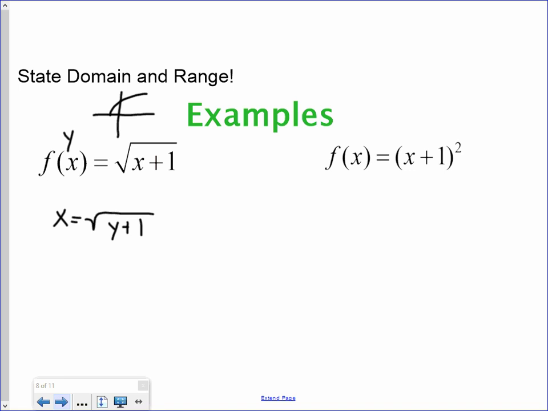Square both sides. Good. Got to get rid of that square root. So you have x squared equals y plus 1. Then you're going to subtract 1 from both sides, so you get x squared minus 1. This side would be y, but this is now my inverse, so I'm going to use my inverse notation. F inverse of x is equal to x squared minus 1.